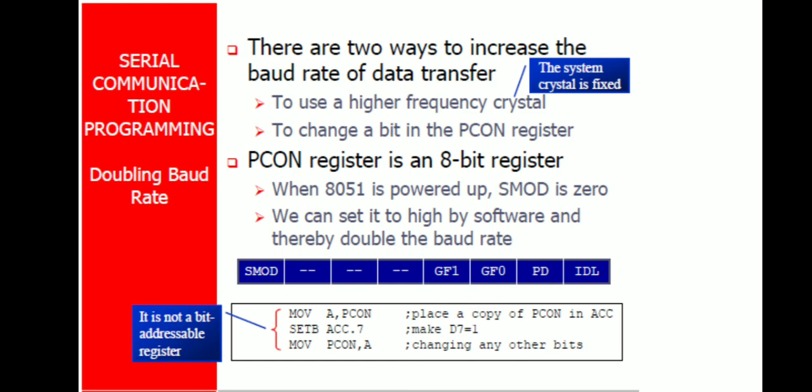The PCON register is an 8-bit register. When the 8051 is powered up, the SMOD bit is 0. We can set it high by software and thereby double the baud rate. So when the SMOD bit is logic 1, the baud rate will be doubled, and if SMOD is 0, then the baud rate will be single.